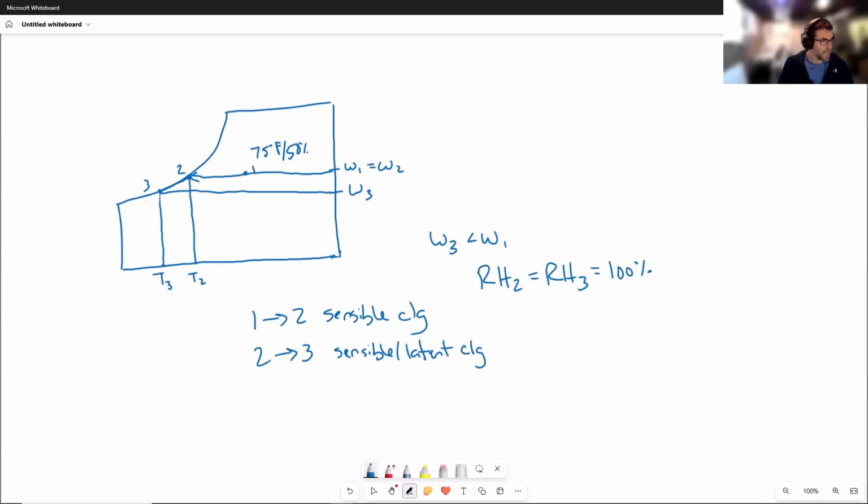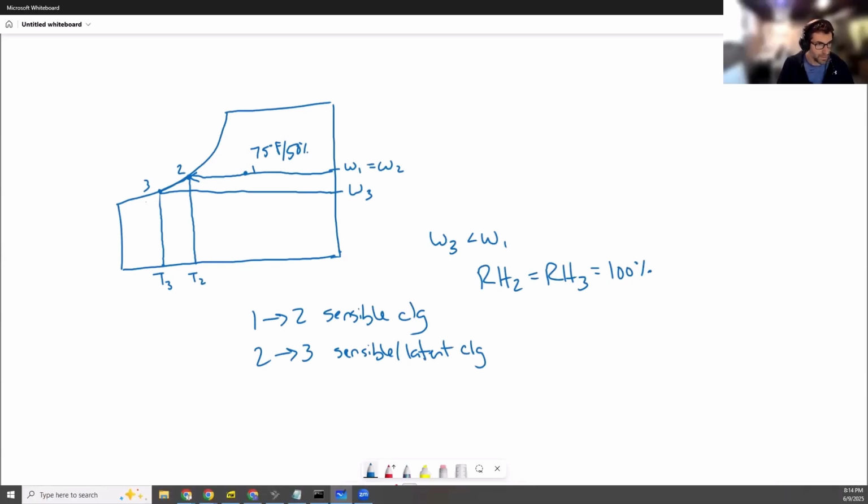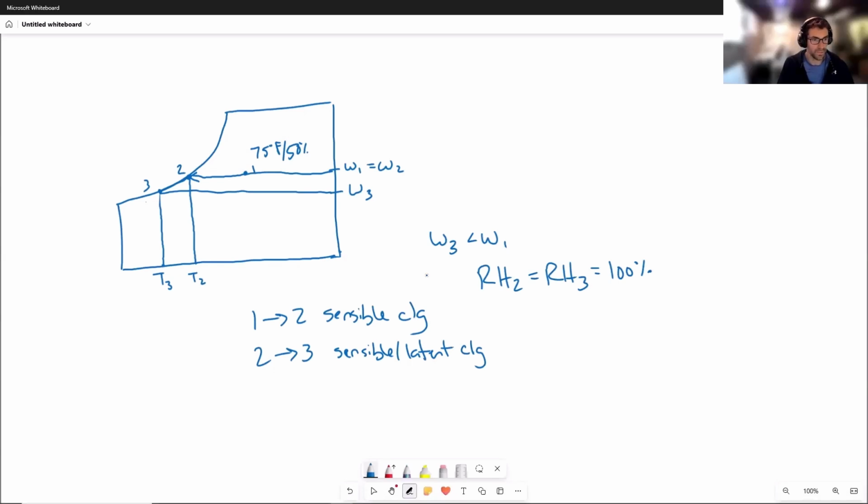So that's a long explanation of dew point, but in summary, dew point is the minimum temperature that some parcel of air can be cooled to before condensation begins.